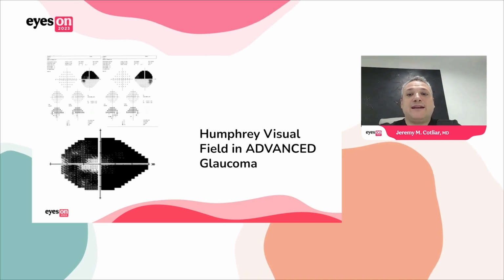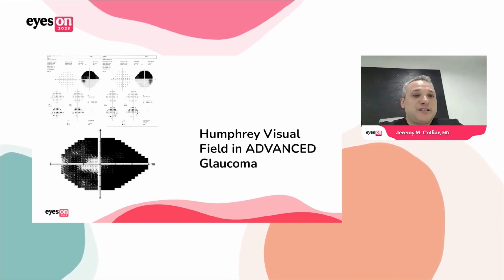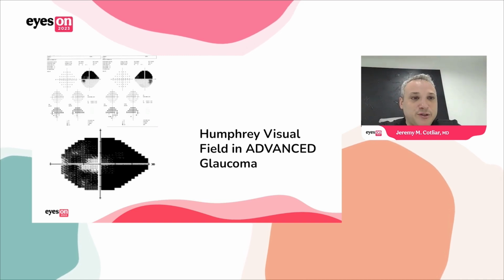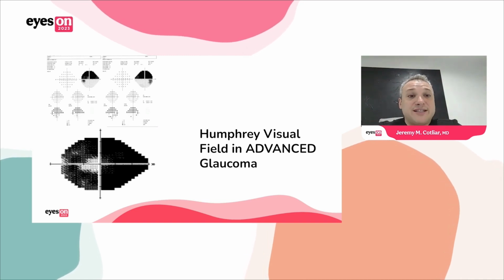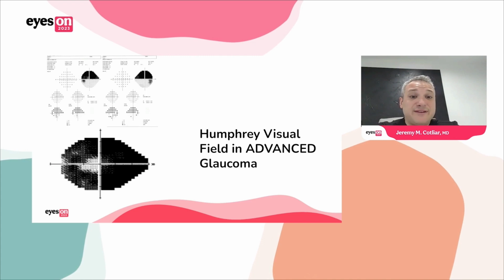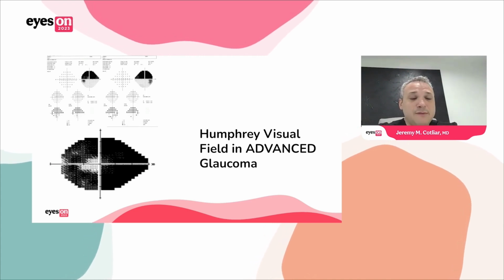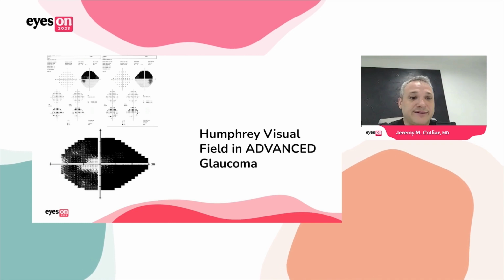And then in advanced glaucoma, you could see a superior hemifield defect like you see on the top pictures, which are involving the central vision. You also can have central island, where you can only see a tiny little bit through the center, but everything else is extinguished, as you can see on the bottom picture.